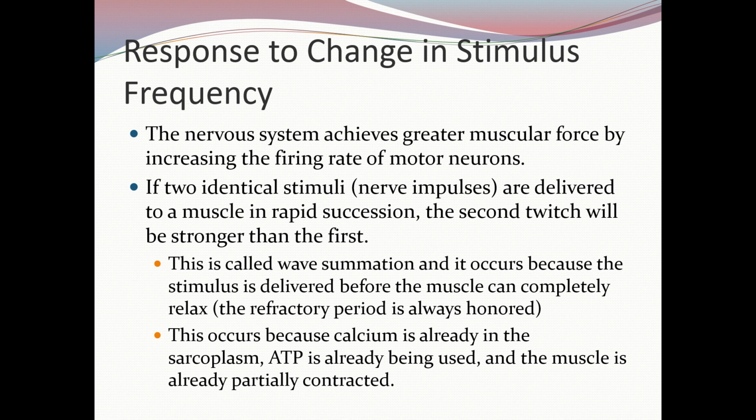The nervous system will achieve greater muscular force by increasing the firing rate of motor neurons. If two identical stimuli are delivered to a muscle in rapid succession, the second twitch will be stronger than the first, and this is called summation. Summation occurs because the stimulus is delivered before the muscle can completely relax. This occurs because calcium is already in the sarcoplasm, ATP is already being used, and the muscle is already partially contracted. So this is different from motor unit recruitment.